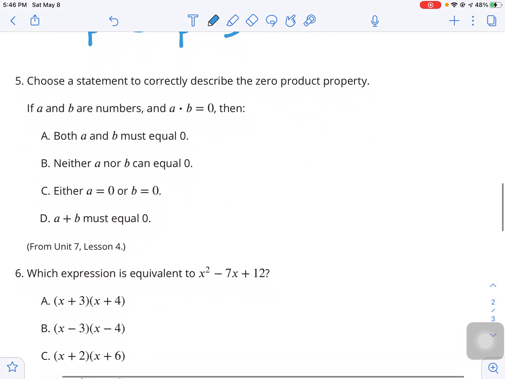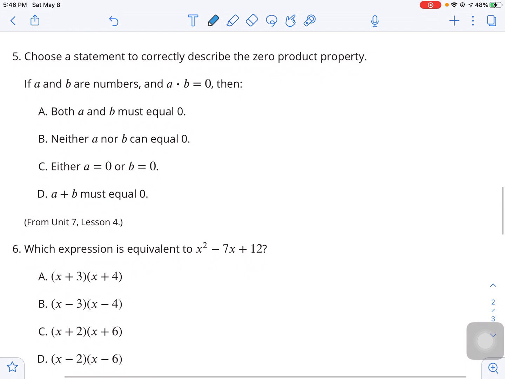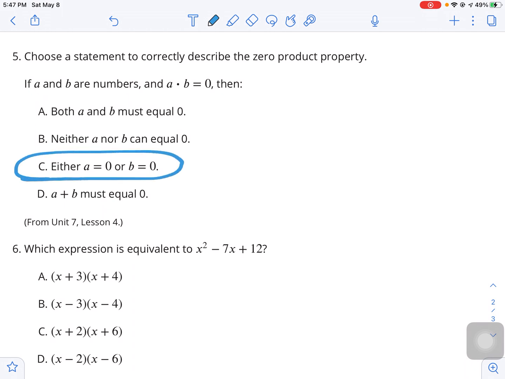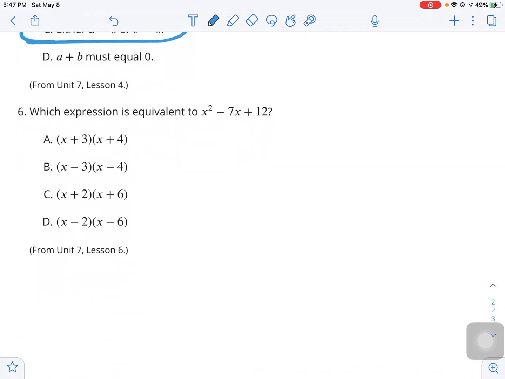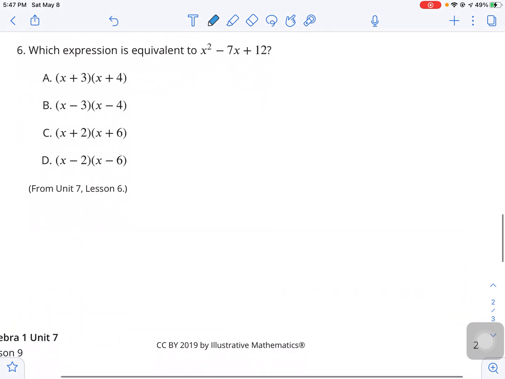Number 5, choose a statement to correctly describe the zero product property. So if a and b are two numbers and a times b equals 0, then both a and b must equal 0. No, that's not true. Neither a nor b can equal 0. No, that's not true. But either a or b is equal to 0. One of those two has to be 0, and not a plus b either.